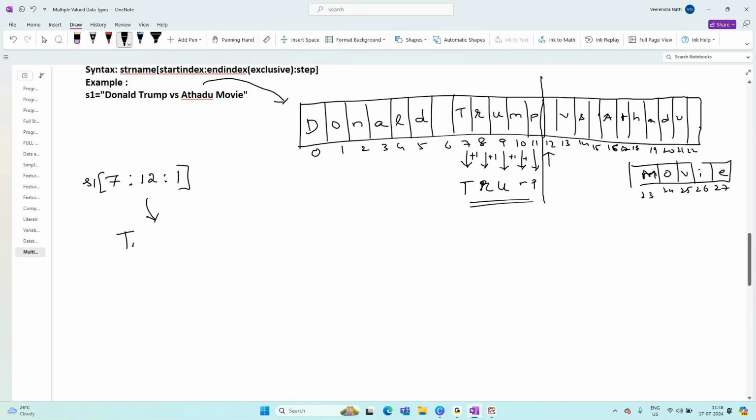Now get me Donald, TRUMP. S1 of 0 colon 6. Why 6, sir? Because I want to put a gate. So 6 colon 1. Understanding? Okay, get me movie.